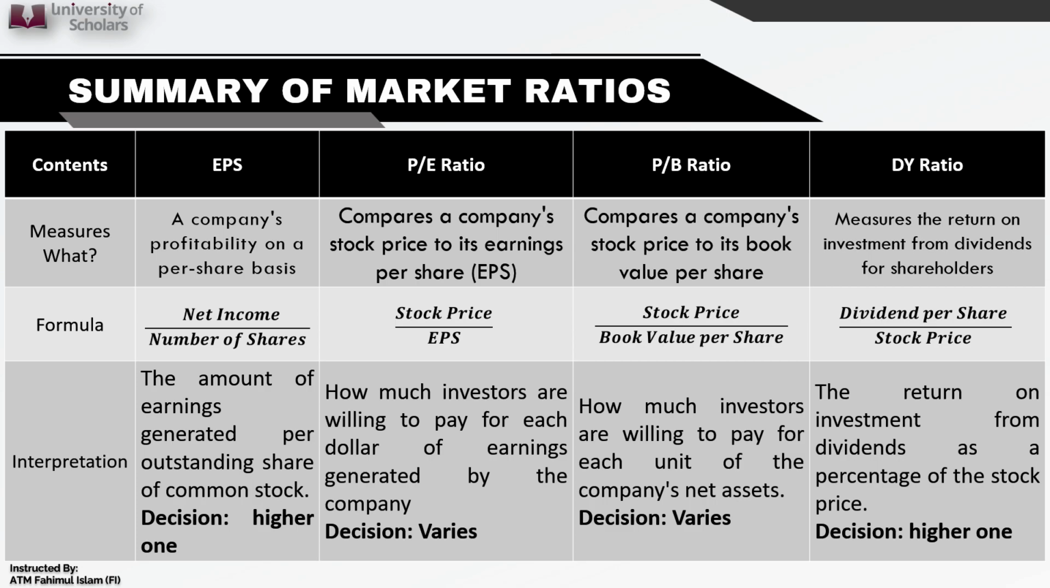Whereas the dividend yield is measured by dividing the dividend per share by the stock price. It indicates the percentage of the company's stock price that is returned to shareholders as dividends. The result indicates the return on investment from dividends as a percentage of the stock price. If we get a higher dividend yield, it usually suggests a higher income return for shareholders based on the dividends received relative to the stock price.